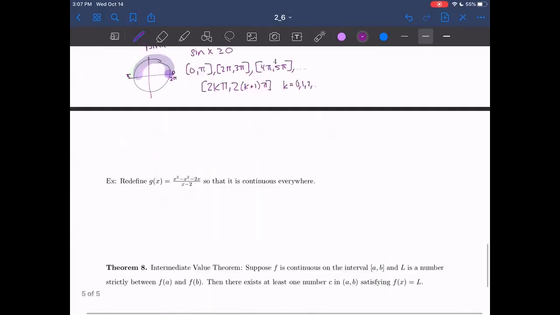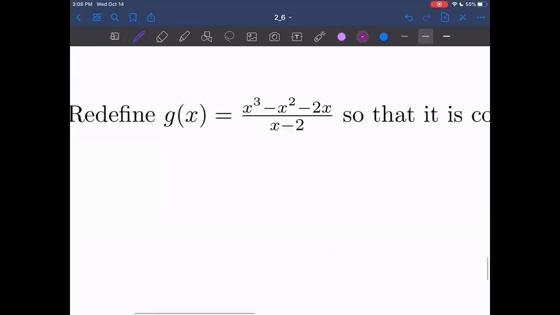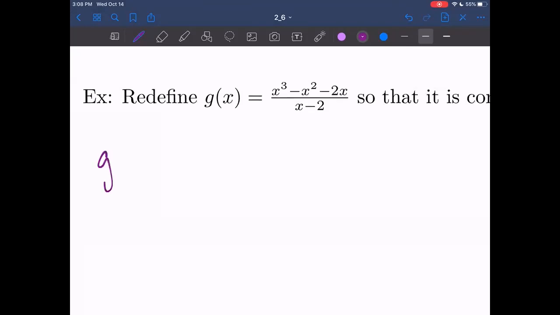All right. Sometimes you might be asked to redefine a function so that it is continuous everywhere. And if that's the case, we'll notice we've got a rational function, so we'll try to factor it. You're just trying to rewrite it so you don't have a denominator, so it's in a form that is continuous everywhere. For rationals, you're going to want to just try to rewrite it to cancel something.